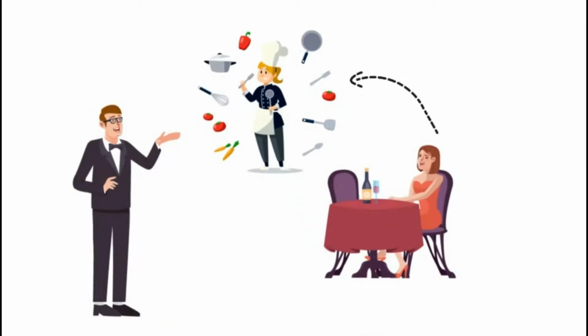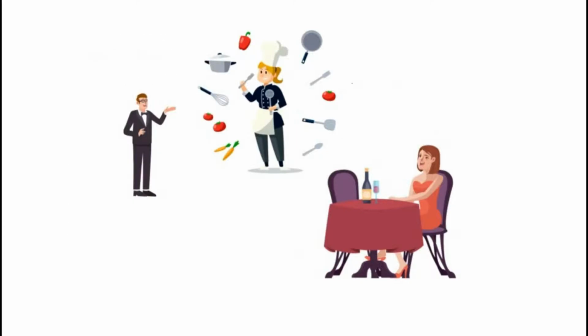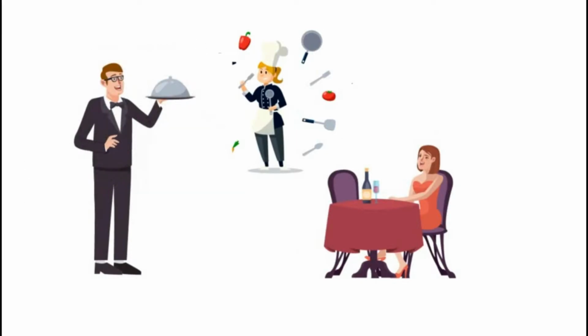What's missing is the critical link to communicate your order to the kitchen and deliver your food back to your table. That's where the waiter, or API, comes in. The waiter is the messenger that takes your request or order and tells the system, in this case the kitchen, what to do, and then delivers the response back to you, in this case food.